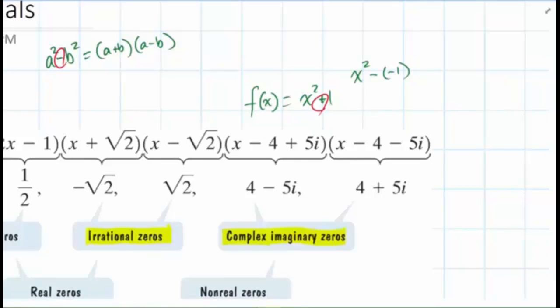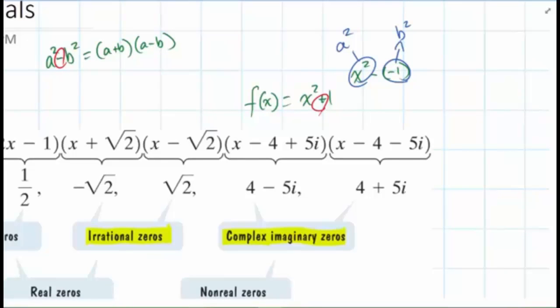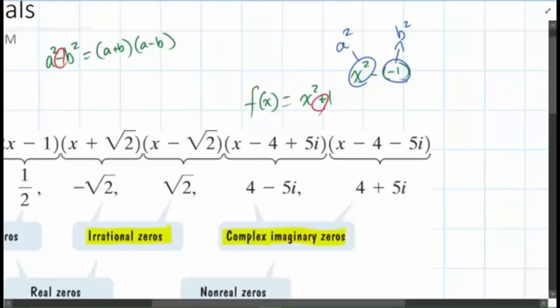So this would become b squared, and this would become a squared. So that would be a squared minus b squared. So that would work, except it would be complex. So right now it's a squared. So let's get a. So a is x, plus. What's the square root of negative 1? i.